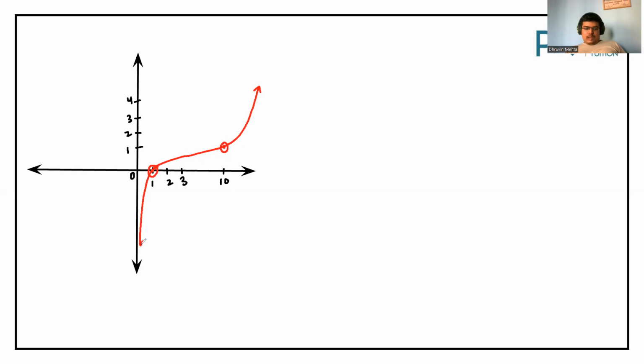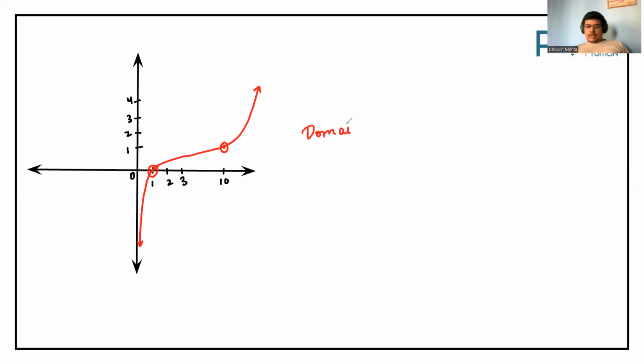Second, it will never meet the y axis because log of 0 is not defined, and it will never enter this region also because log of negative numbers is also not defined. So this is the graph of log.